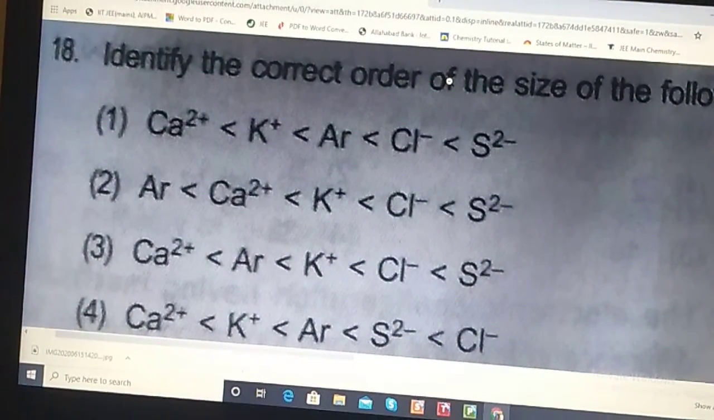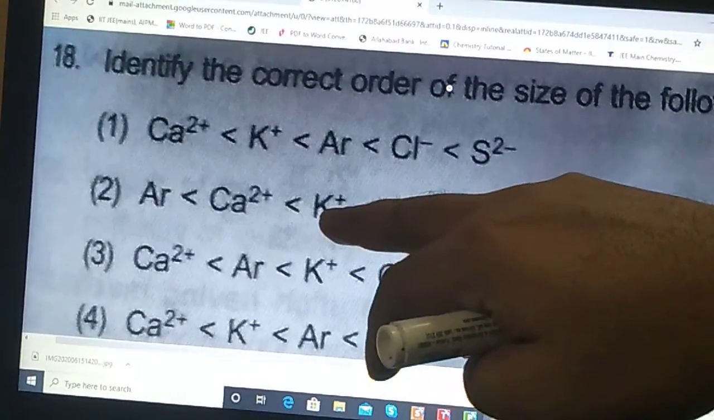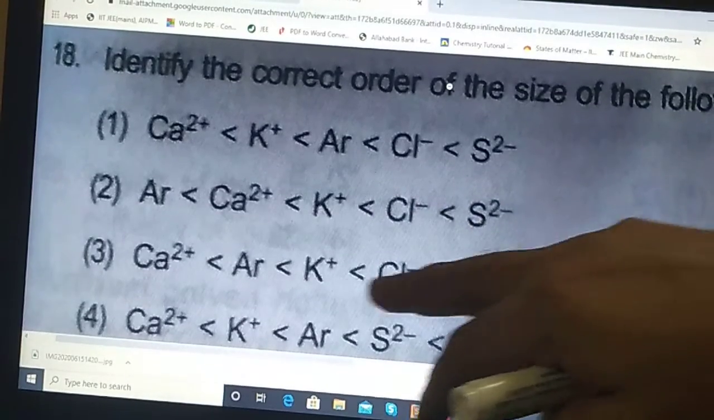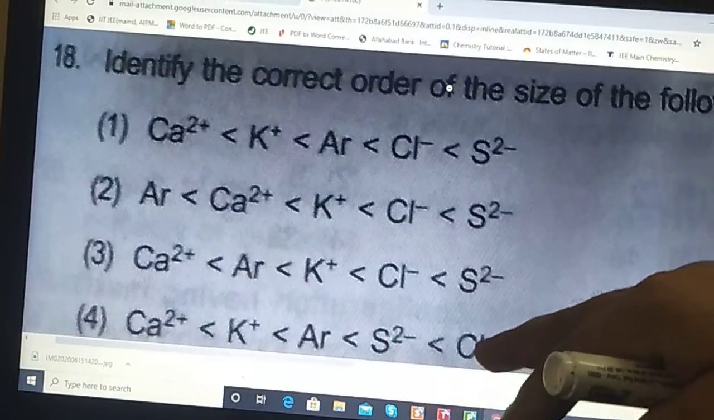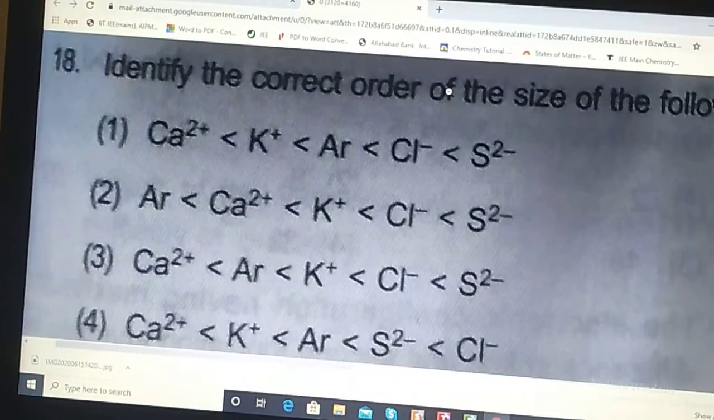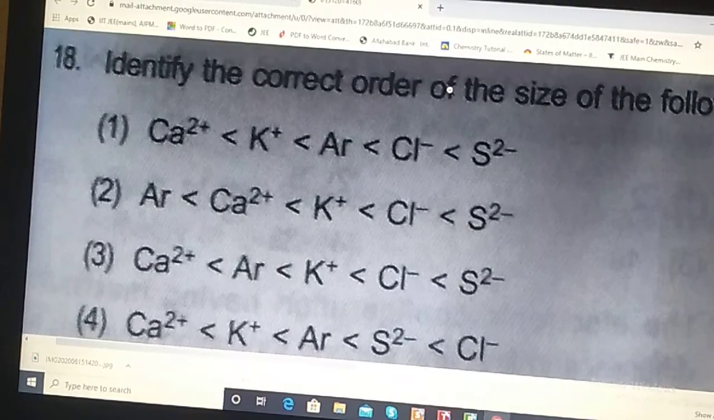If you are checking option number 2, here a cation plus is there, so it is not possible, student. A cation always has a smaller radius than the parent atom. Here it is also wrong. And if you are going to Cl minus, no. 2 negative, more negative charge, larger the radii. So the correct option will be option 1.